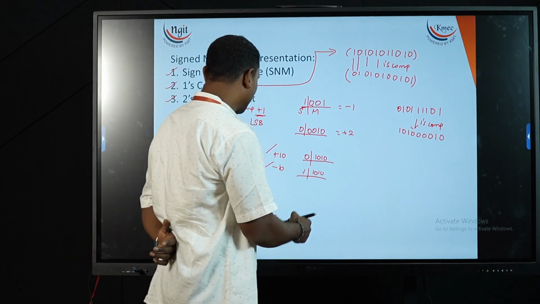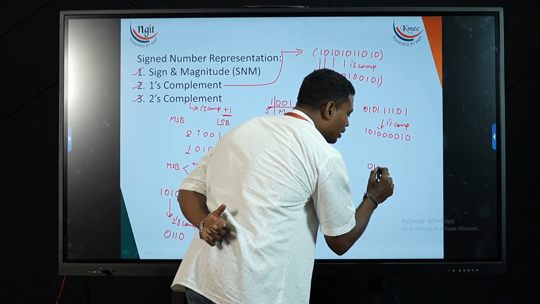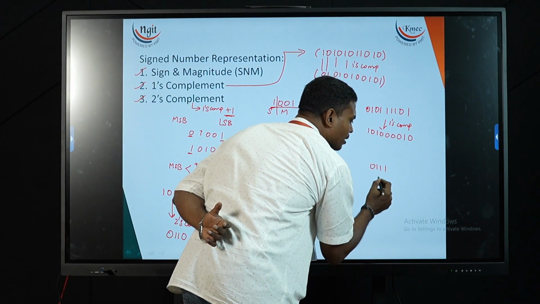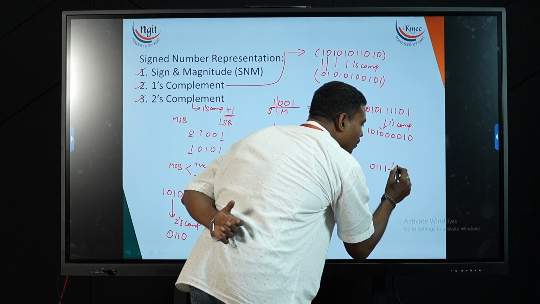For example, one more example we'll take: 011. I want to perform 2's complement on this. So first I need to perform 1's complement.